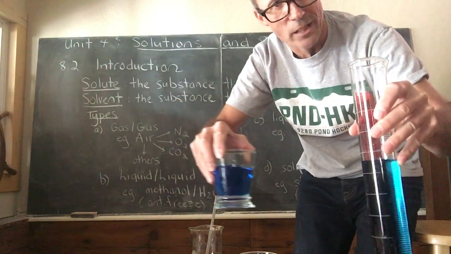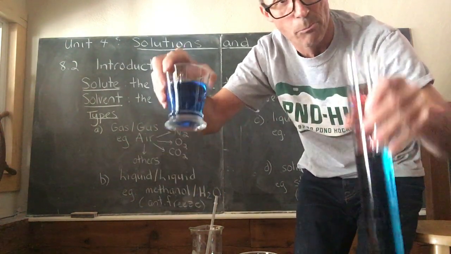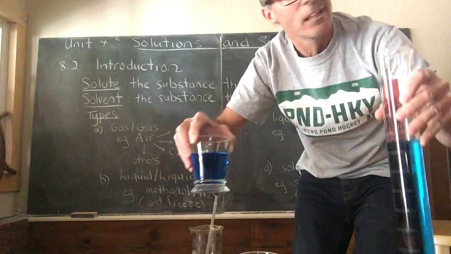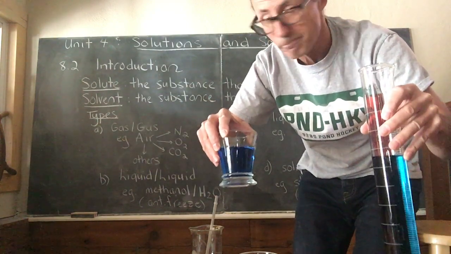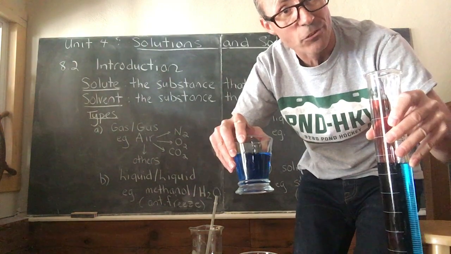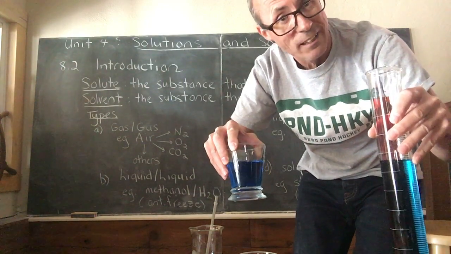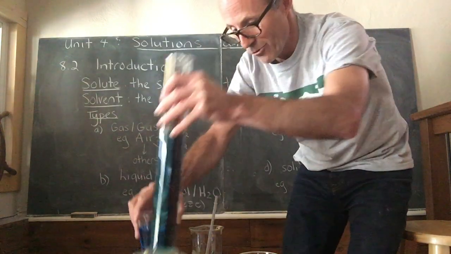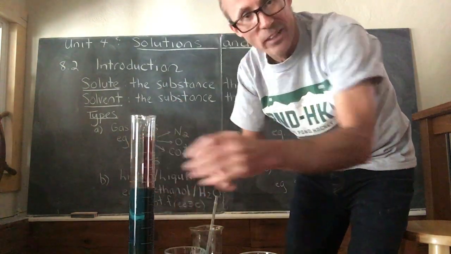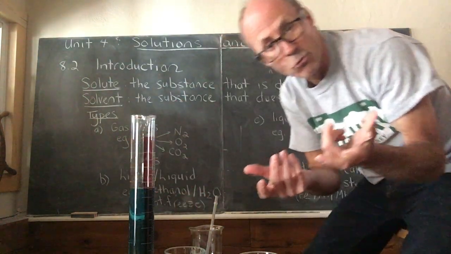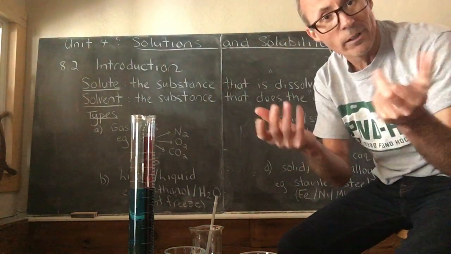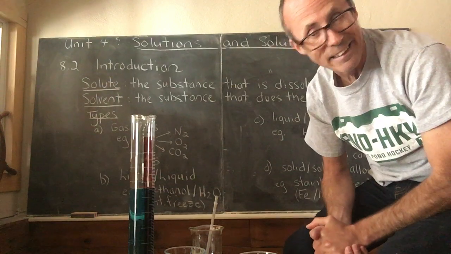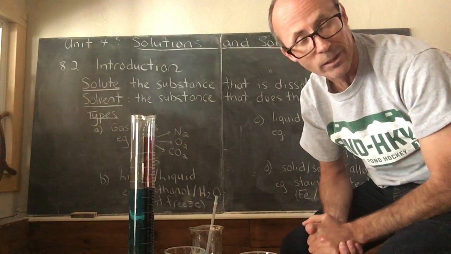Later on in this unit, we'll actually figure out how to prepare dilute solutions from concentrated ones using the good old mole. And then that will lead us into stoichiometry, which again uses a good old mole. So there it is. That is a very quick introduction to Unit 4, Solutions. We'll be looking at chapters 8, 9, and 10 in your textbook.